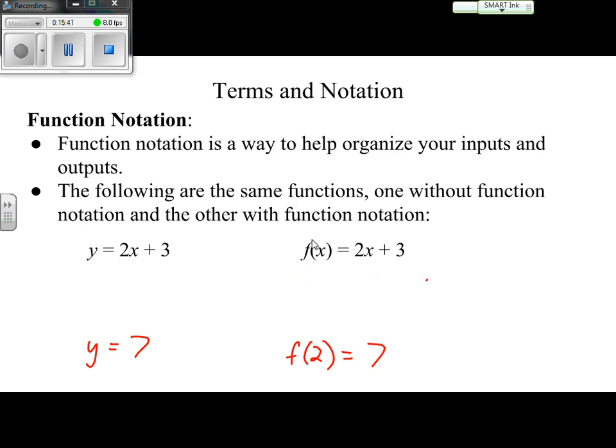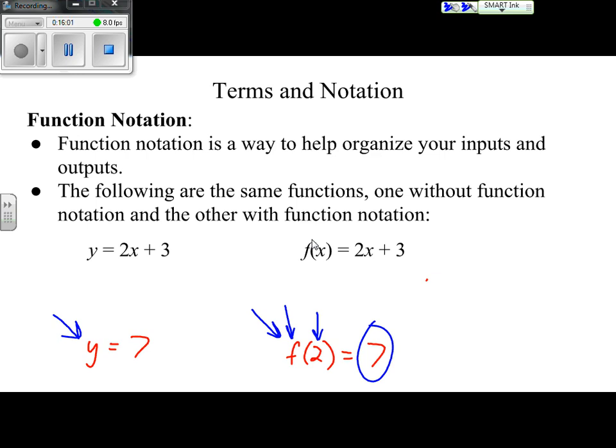And so on the left, I have this answer of y equals 7. Well, when does y equal 7? What do I have to plug in to get the 7? And I don't know. There's no information given here. It just says that I have an output of 7. However, over here on the right, when I use function notation, when do I have an output of 7? Well, when I plug a 2 into my function. So f of 2 equals 7.